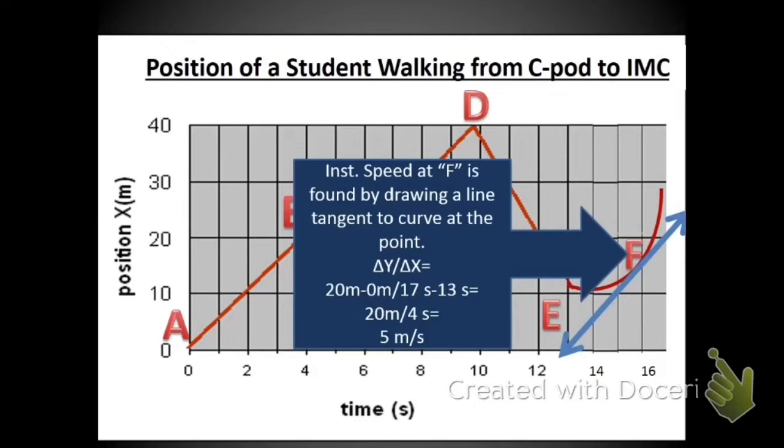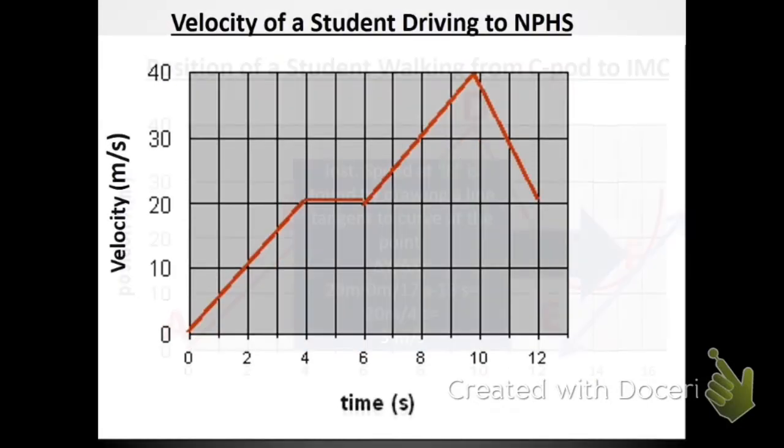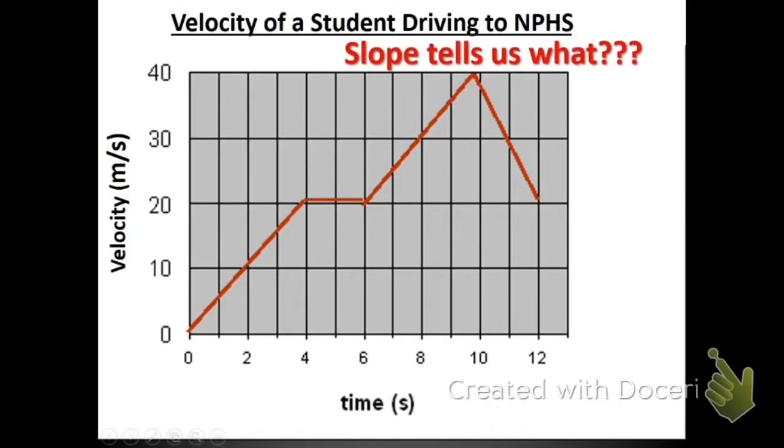We're not going to do too much of that, but I do want you to understand that the curving line tells you that the speed is changing because the slope is changing. So now let's look at a different type of graph. Now instead of looking at position versus time, we're looking at velocity versus time. So what's the slope going to tell us in a velocity versus time graph?